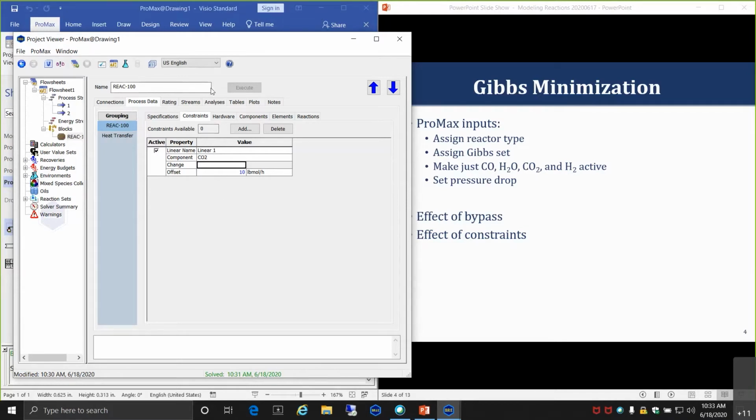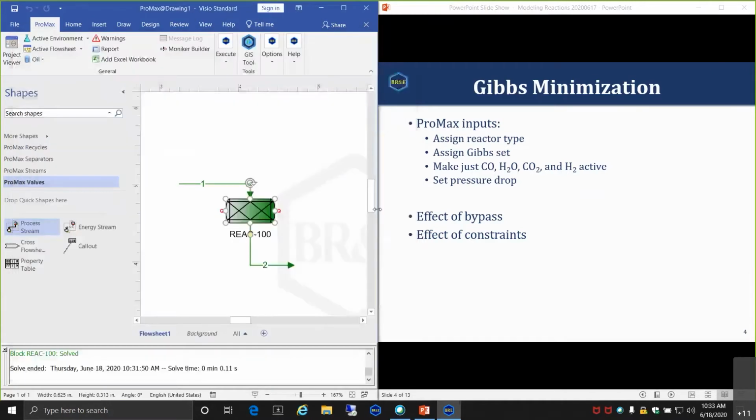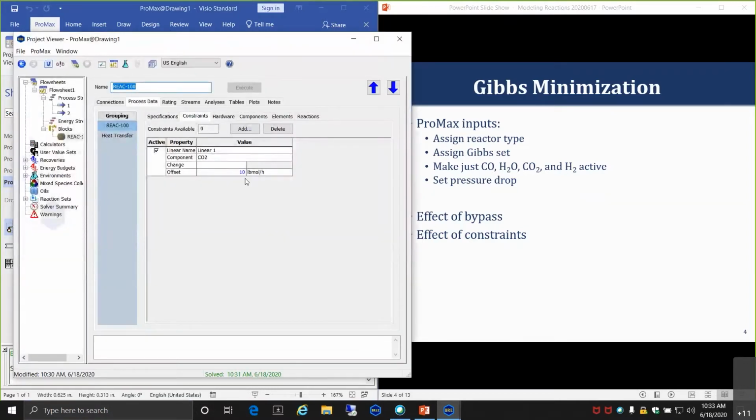There are lots of neat things that can be done with Gibbs minimization, but it does have its limitations. As you can see, you would have to have this correlation, or at least data to make the correlation. It's not something that the system would be able to come up with on its own.